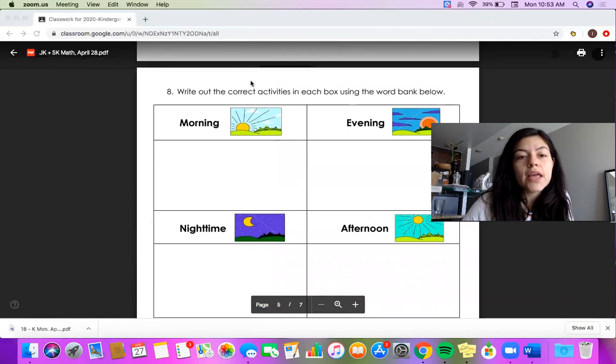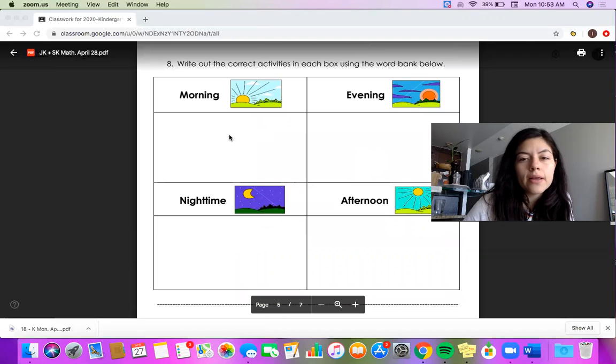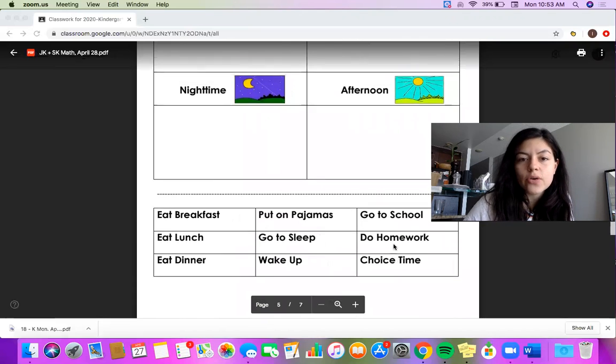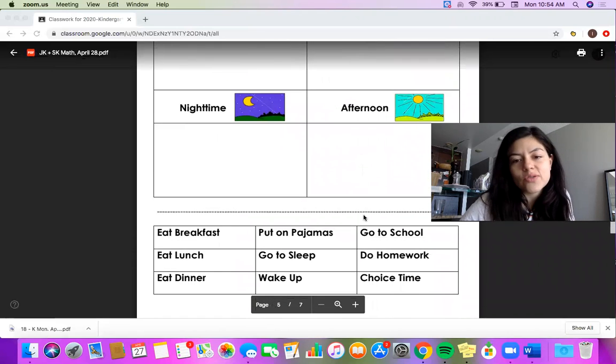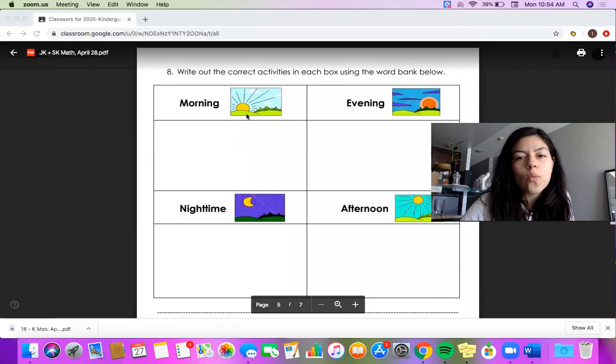Then for number 8, you'll write out the correct activities in each box using the word bank below. So here you have a box for morning, a box for evening, nighttime, and afternoon. And below here, SKs, you have your activities. You're going to want to read through your activities and either write them into the correct category or cut and glue them into the right categories. For example, this one here says, eat breakfast. You'd have to figure out which time of day would you eat breakfast.